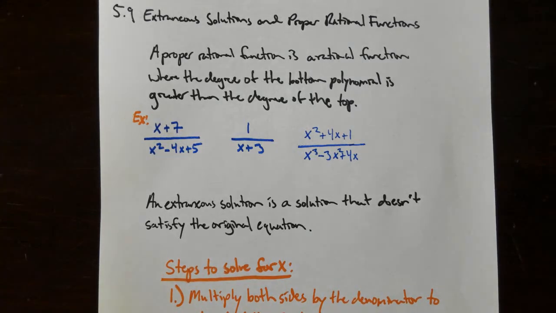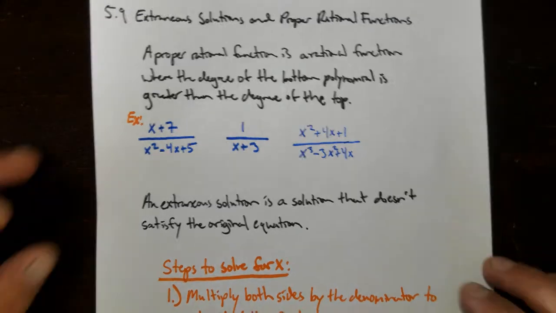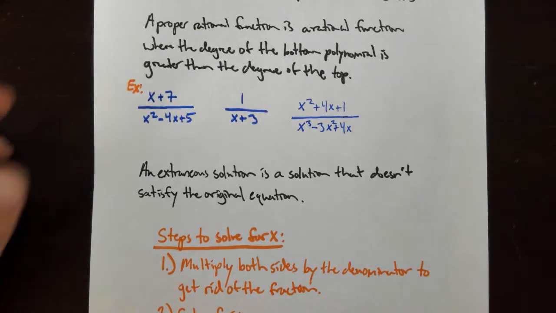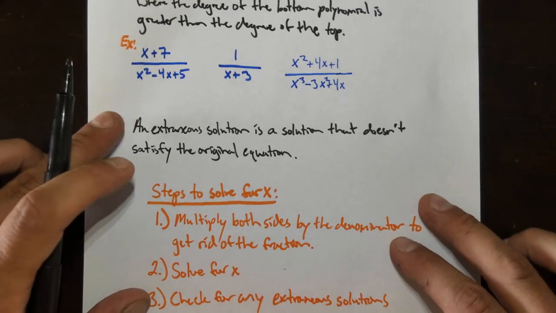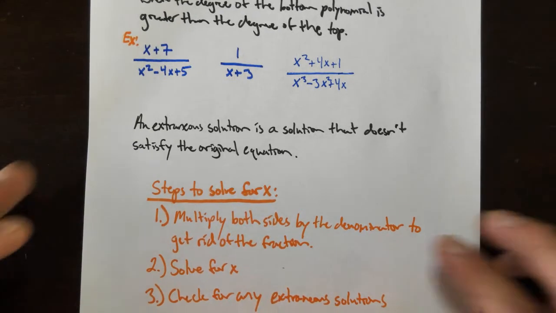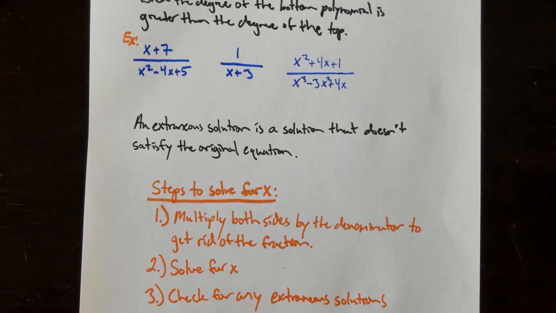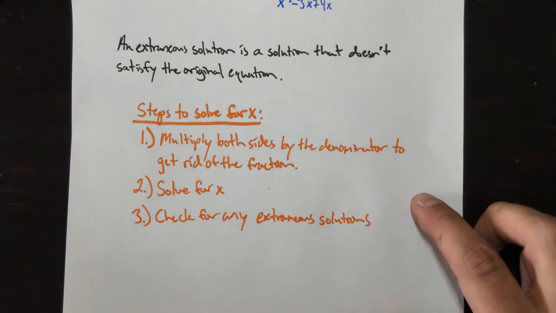So, that's just what a proper rational function is, but let's go on to the main part of today's lesson, and that's on solving for x and finding extraneous solutions. So, an extraneous solution is a solution that doesn't satisfy the original equation. So, what happens oftentimes in rational functions is we will solve for x, but we'll get an answer that doesn't quite make sense, and we have to check for those after we're done solving for x.